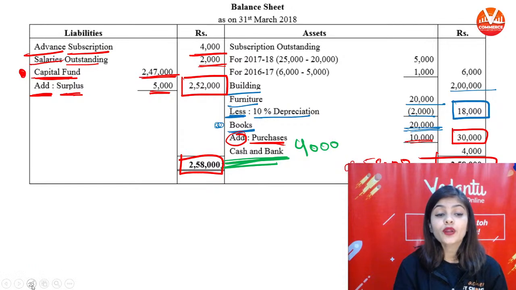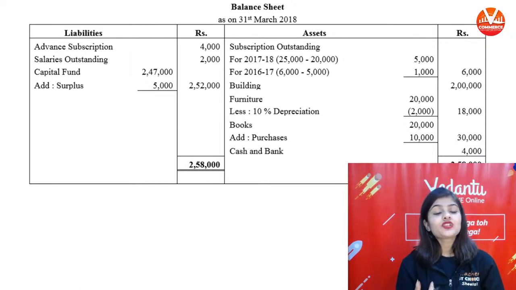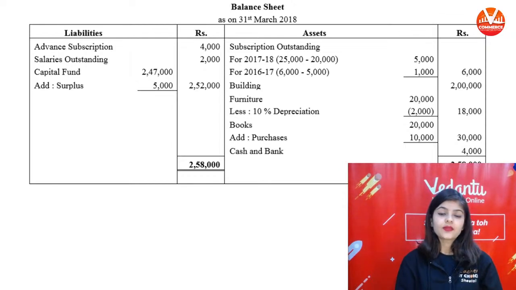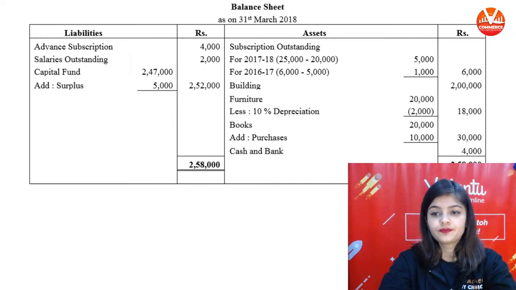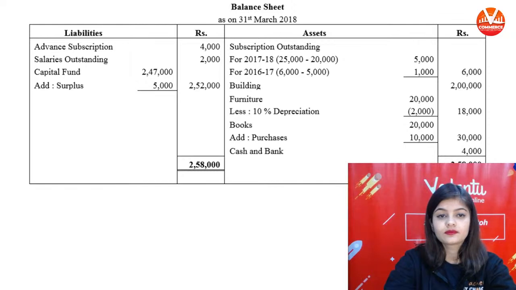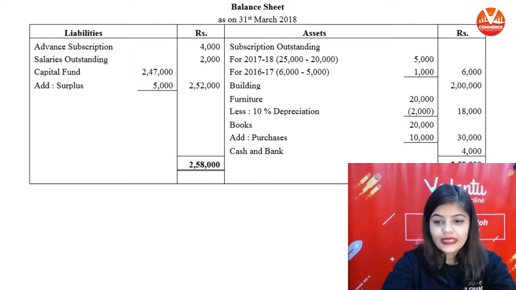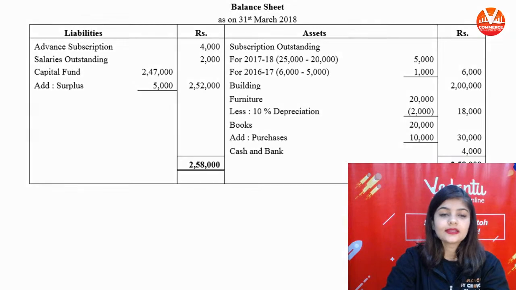So this is your comprehensive question of the NPO chapter, in which we have prepared the income and expenditure account, opening balance sheet and closing balance sheet. So now tell me, is this question clear to everyone? Is this clear to all of you? Yes, Dilip. Yes, Mamta. Yes, Ujjwal.